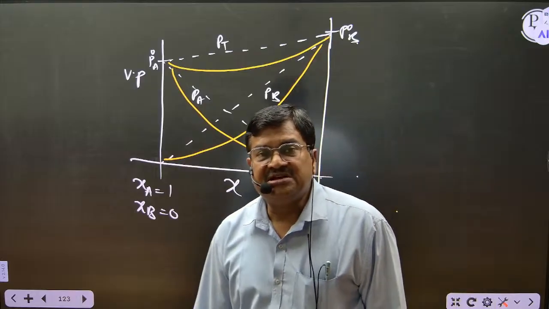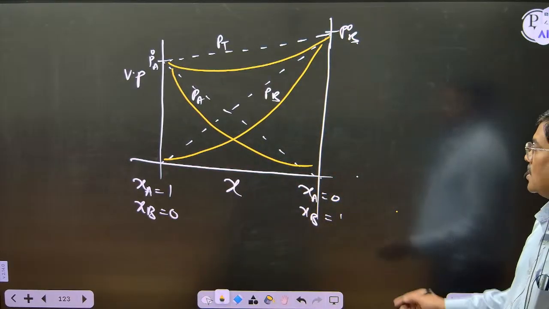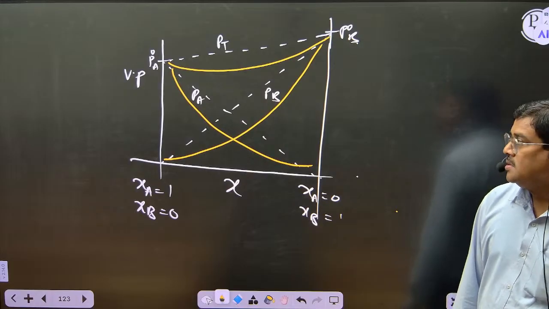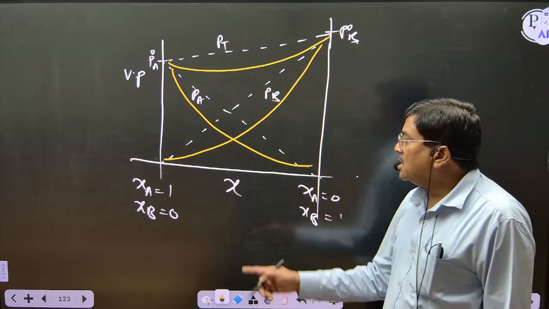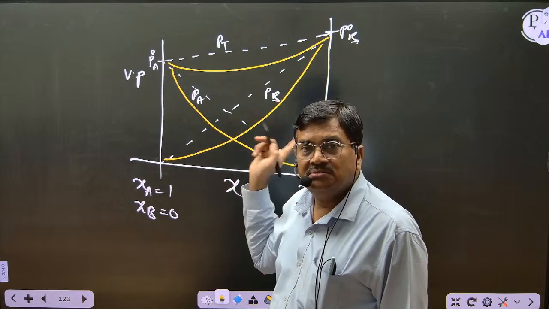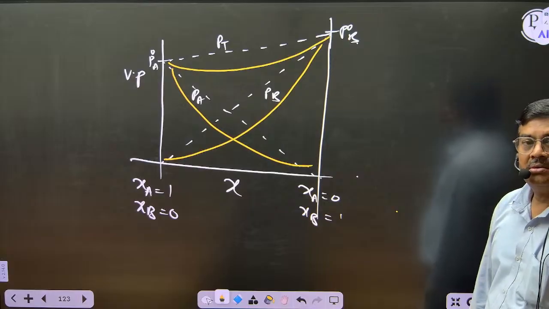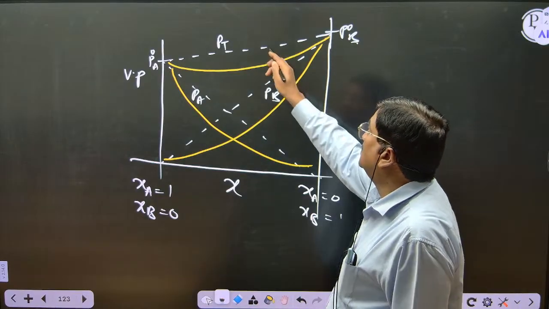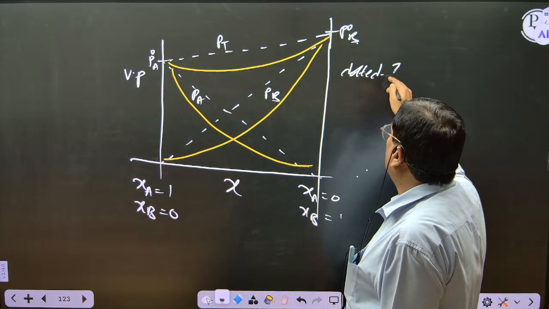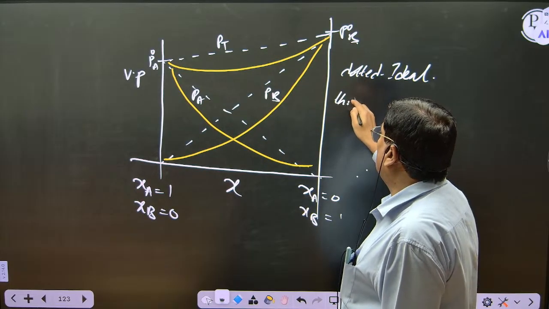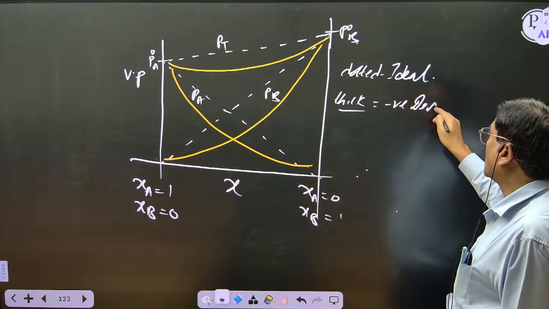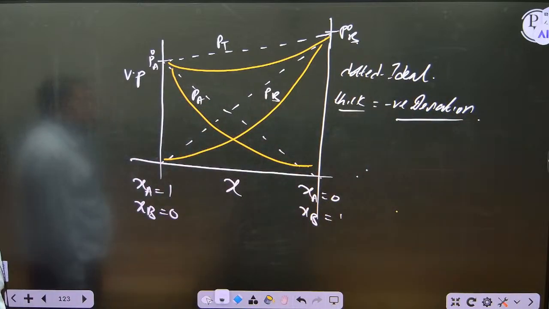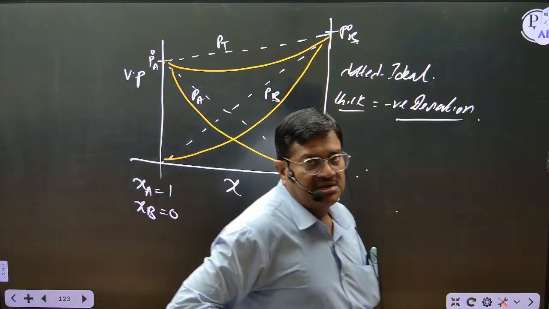Next we go into azeotropic mixture. This dotted line is ideal. Thickened line is the deviation. We want to make a note that this dotted line is ideal. Dotted is ideal. Thickened is deviation. Negative deviation. Here, ideal and non-ideal.